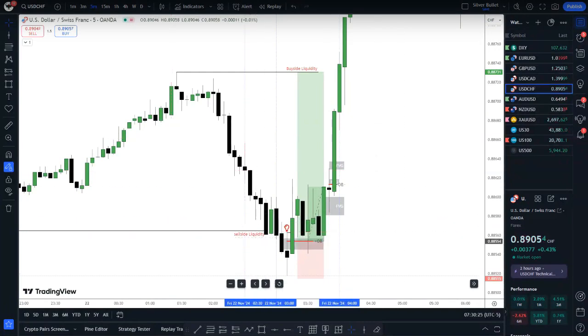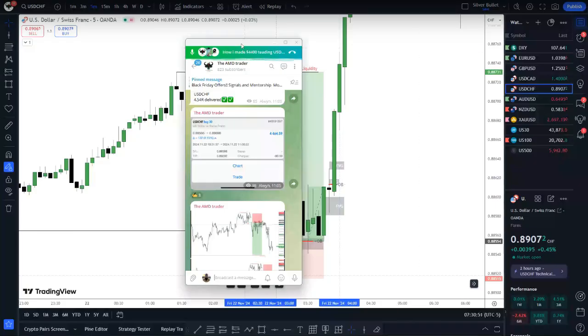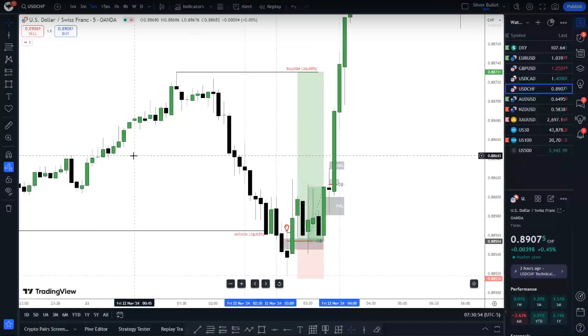Okay, so I simply want to break down this trade over here, the trade I took earlier on, and how I actually made $4,400 on my FTMO account. I even shared a screenshot in the group. Exactly, it was $4,464.59, with charges of $90. So let's break down this trade here.